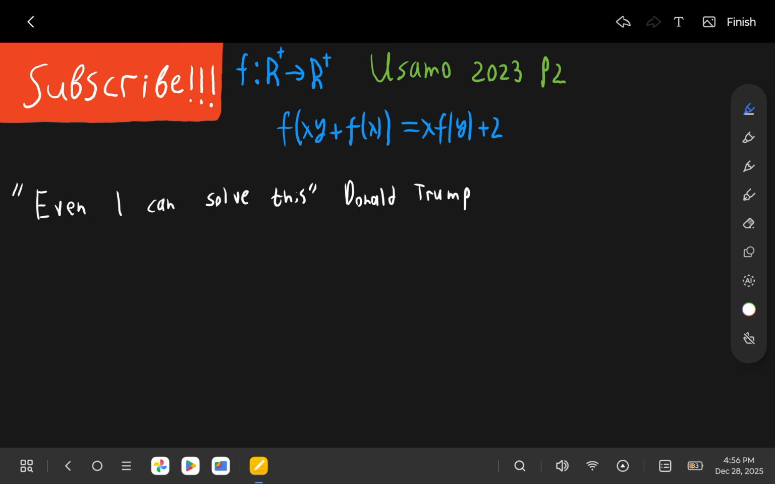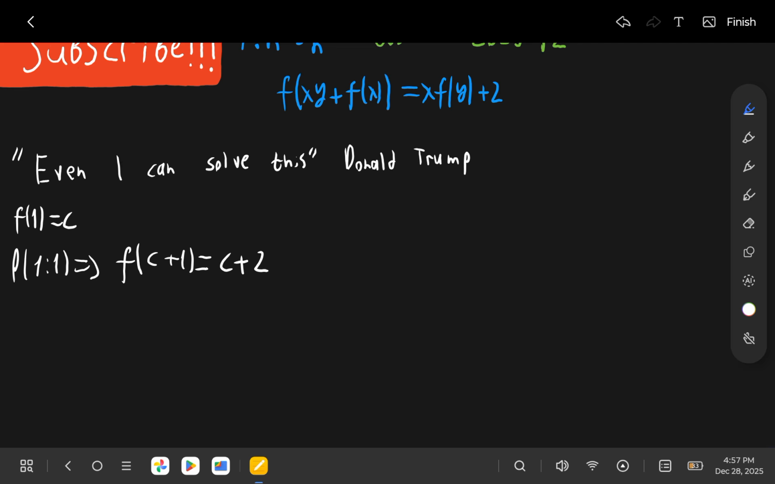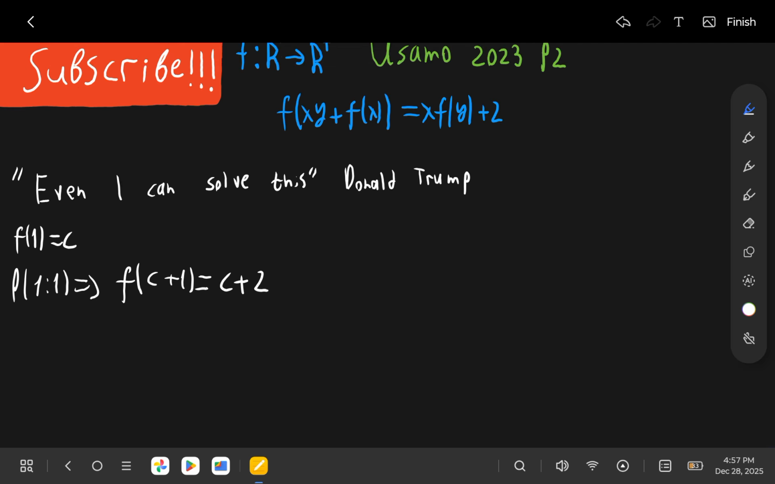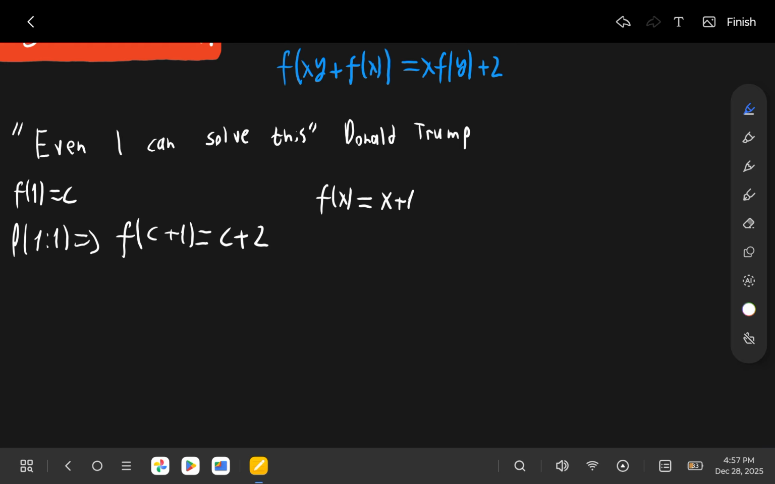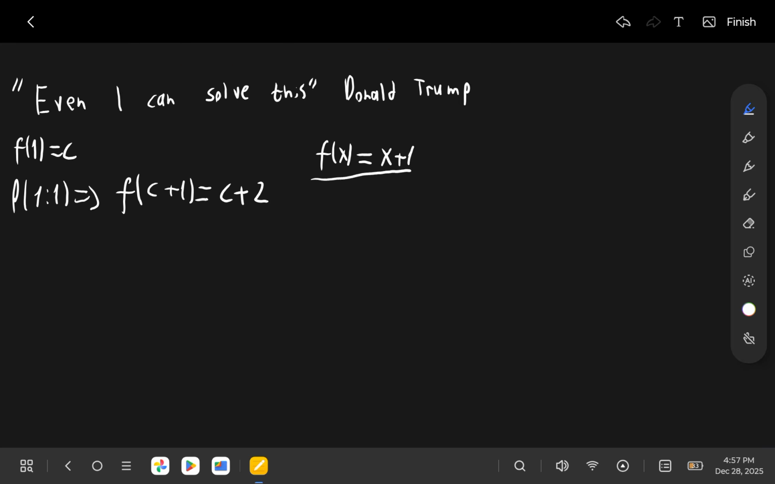So let's start. Let's call f(1) some c, and now if we put ones we get f(c + 1) equals c + 2. Based on this, we can guess that the answer should be f(x) equals x + 1 or something like this. Just keep this in mind.